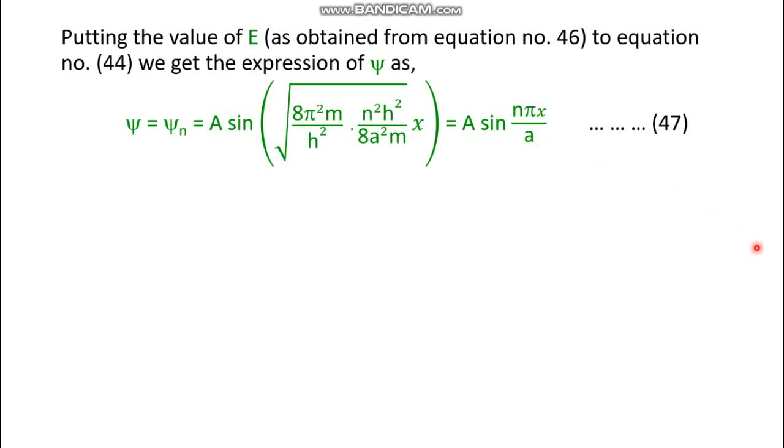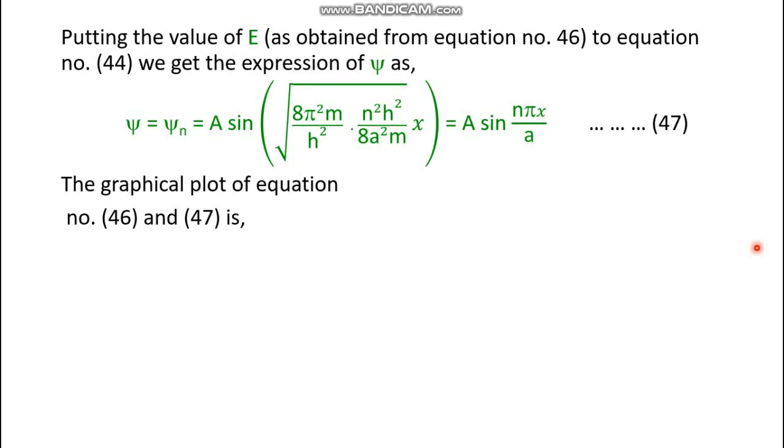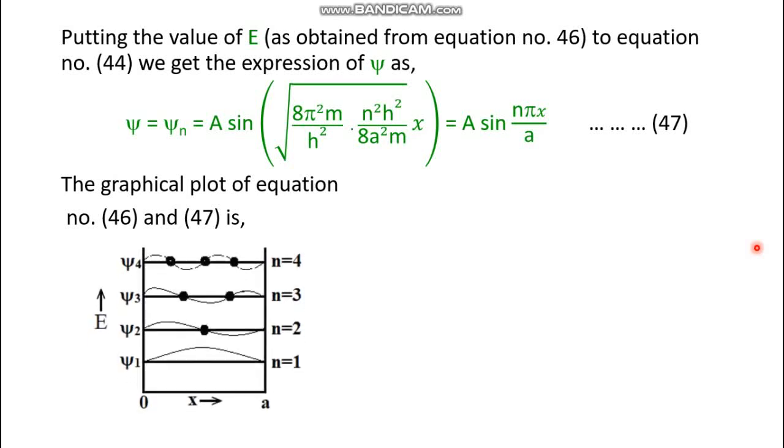This is equation number 47, and the graphical plot of this equation, not only equation 47 but also equation 46. Equation 46 has the energy expression. So we have to plot energy on the y-axis and the particle's movement on the x-axis. We have a graph because in the solution of psi we have sine theta, so you get a sinusoidal graphical plot.